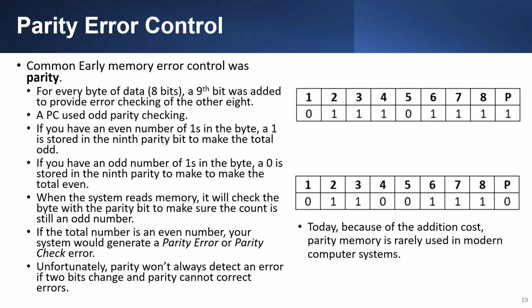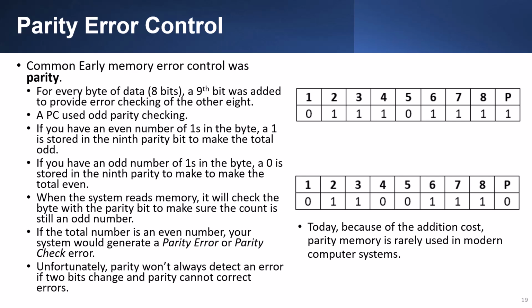When the system reads memory, it will check the byte with the parity bit to make sure the count is still an odd number. If the total is an even number, your system would generate a parity error or parity check error. Unfortunately, parity won't always detect an error if 2 bits change, because the count would still be an odd number. In addition, parity cannot correct errors. The obvious downside of using parity memory is you have to provide the 9th bit for every byte you have. Today, because of the additional cost, parity memory is rarely used in modern computer systems.